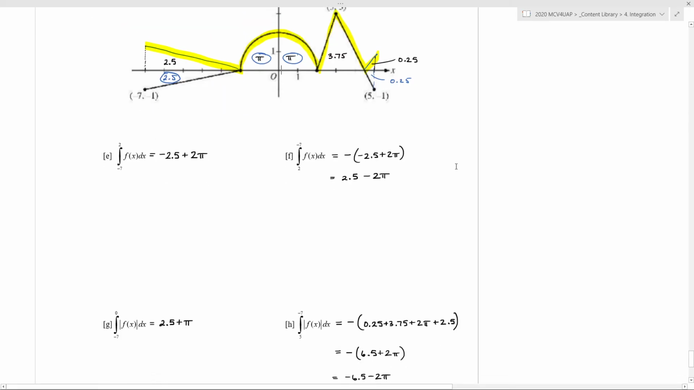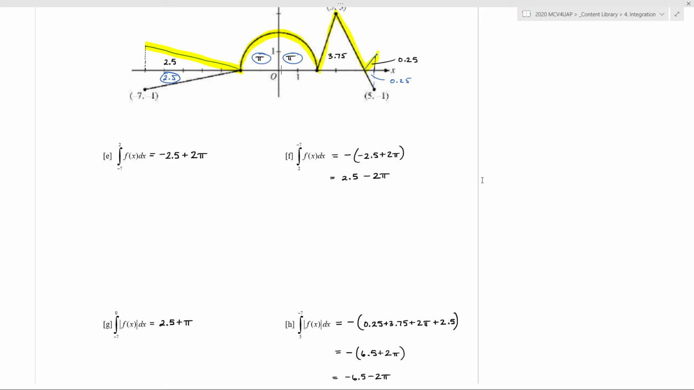Now, part G, the same rules apply, only the graph is different. We're dealing with the highlighted function. So if we're dealing with the highlighted function, every area in question here is positive. So it's 2.5, pi, 3.75, and 0.25. Those are all above the x-axis now. So you can add up all those values, and if you're integrating from negative 7 to 0, you would just add 2.5 plus pi.